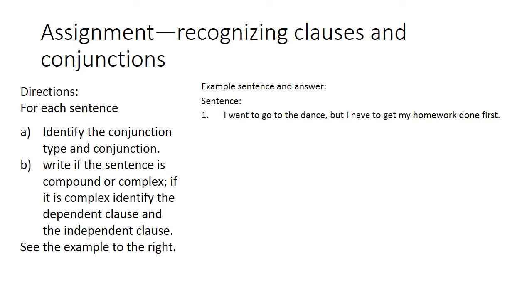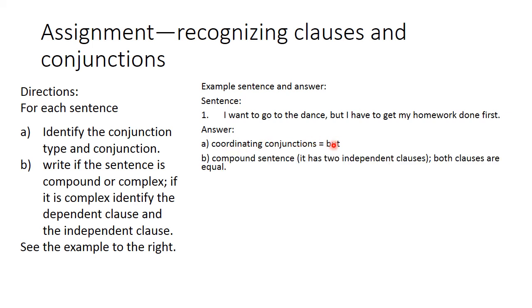So here's a sentence. I want to go to the dance, but I have to get my homework done first. Now the question is, what is the conjunction in that sentence, right? The conjunction is but. That is one of our FANBOYS conjunctions, so we know that's a coordinating conjunction, so this is a compound sentence. So our answer first is A, it's a coordinating conjunction, which is but. The second part of our answer is it's a compound sentence. It has two independent clauses and both clauses are equal. Because remember, coordinating conjunctions connect things that are the same.